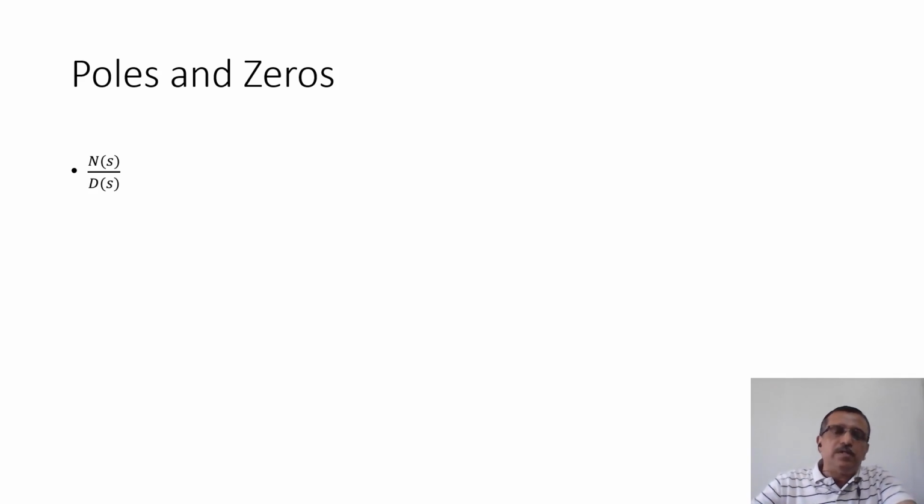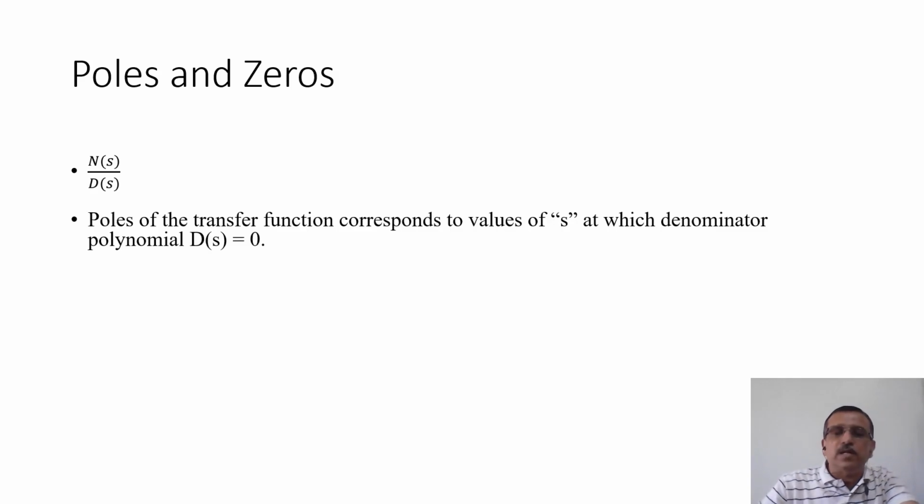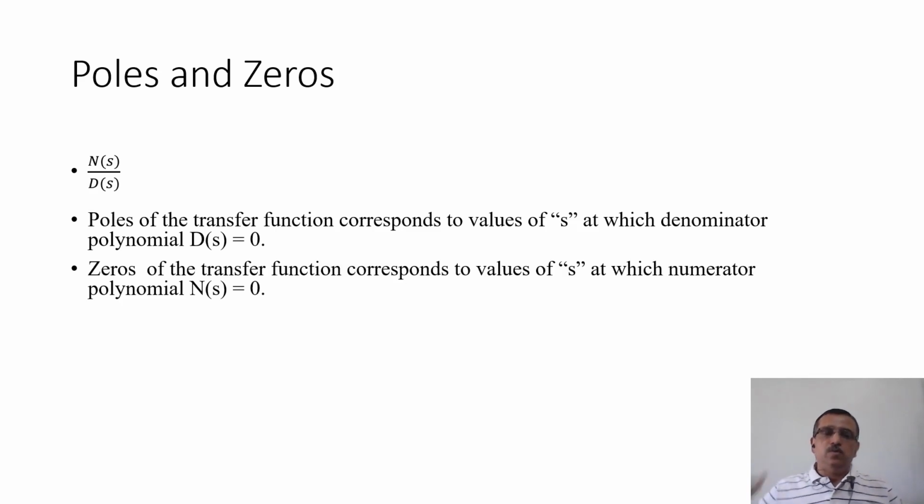So if the transfer function can always be expressed as N(s) by D(s), then what are poles? Poles of the transfer function correspond to the values of s at which the denominator polynomial D(s) is equal to 0. Whenever D(s) becomes 0, the transfer function becomes infinite, it blows out. Then we call those poles. The values of s at which the transfer function becomes infinity are the poles. And what are zeros? They correspond to the values of s at which the numerator polynomial N(s) is equal to 0. So at zeros the transfer function will become 0.